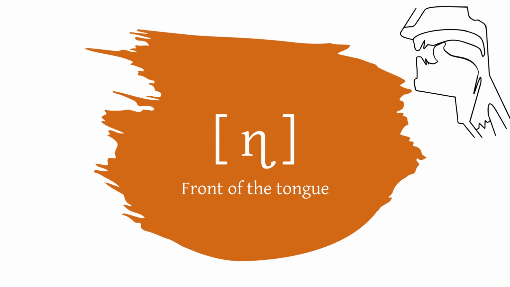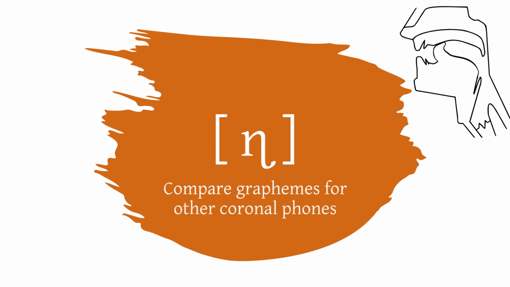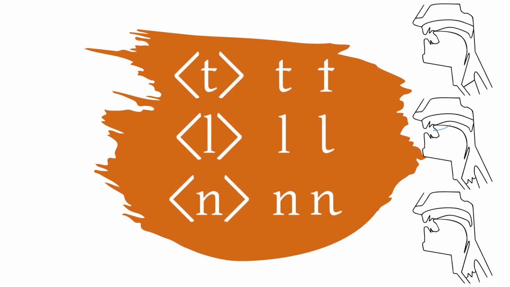You may compare the graphemes for other coronal phones, which is the term for a phone pronounced with the front of the tongue. You may also notice hooks to the right. As you can see in this font, not every one of these alveolar phones actually has a hook to the right. But in the case of T, you can see one.